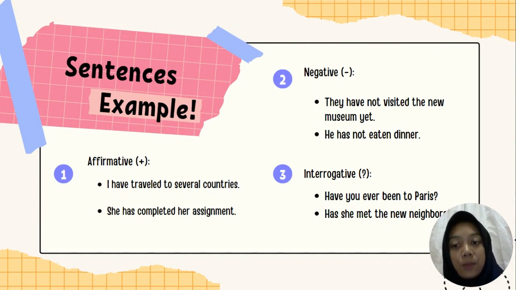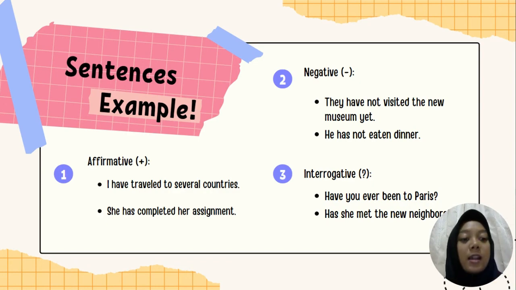The sentence examples. The affirmative is I have traveled to several countries. You use have if the subject is I, you, we, or they, and has if you use she, he, or it. She has completed her assignment. The negative is they have not visited the new museum yet. He has not eaten dinner. The interrogative, have you ever been to Paris? Or has she met the neighbors? Don't forget, if it is an interrogative sentence, have or has is put at the front of the sentence.